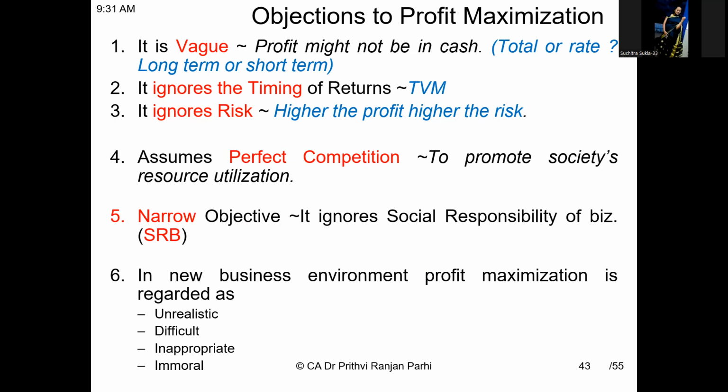And the next objection is that it's a narrow objective. When you see that we are focusing on the profit, we are also ignoring the social responsibility of the business, popularly called SRP. If you focus on the profit, then you may do bad things for the environment. You may compromise on quality. You may forget your social responsibility. Therefore, it is not the good objective or the best objective.